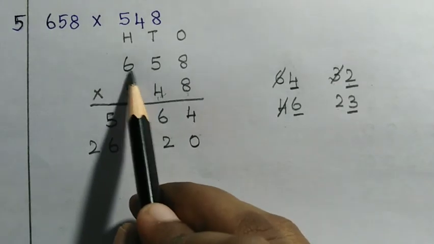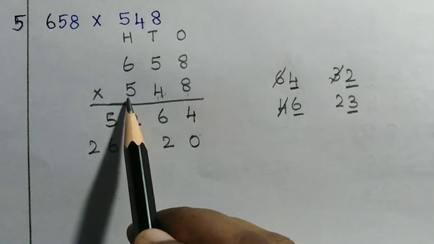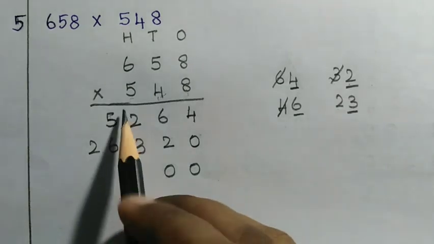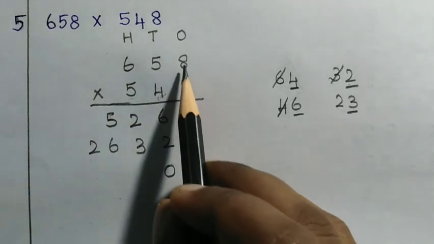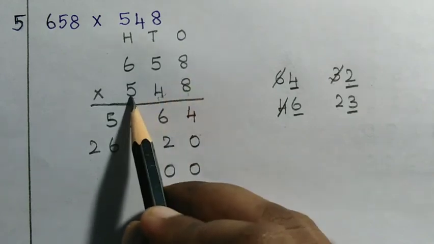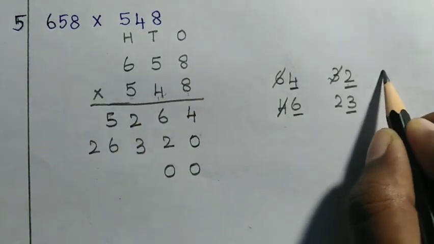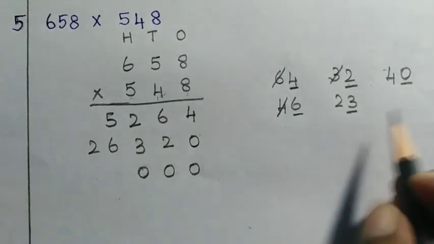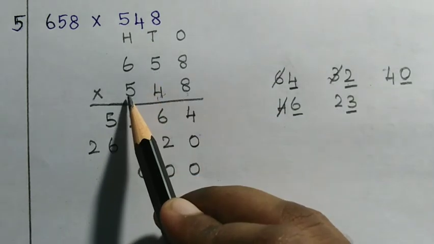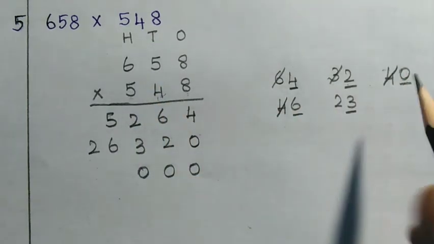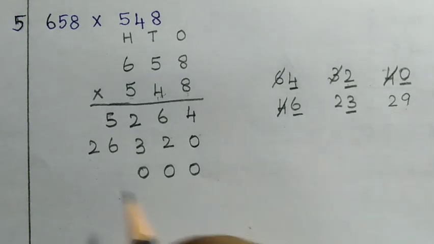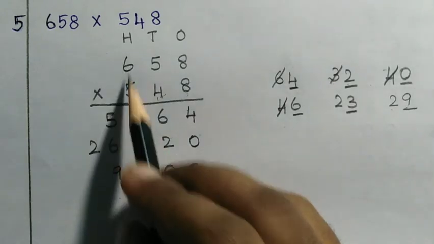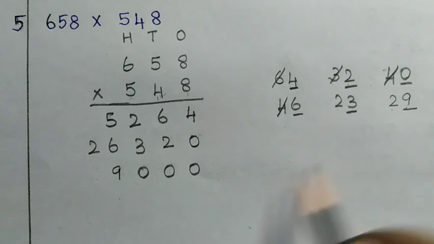Now multiply 658 with 5, the digit in the hundreds place. Place 2 zeros since you are multiplying with the digit in the hundreds place. Start from ones digit again. 8 5s are 40. So 0 should be written over here and 4 is the carryover. And 5 5s are 25. 25 plus 4, 29. 9 will be written over here and 2 is the carryover. 6 5s are 30. 30 plus 2, 32.